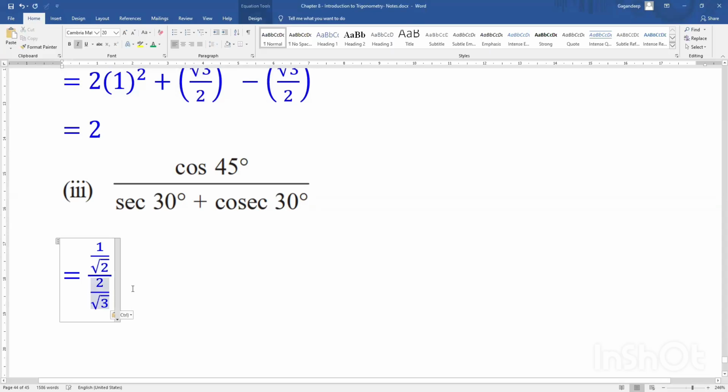Then we have plus, and cosecant 30 is how much? 2 by 1.